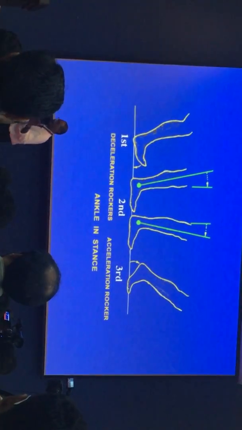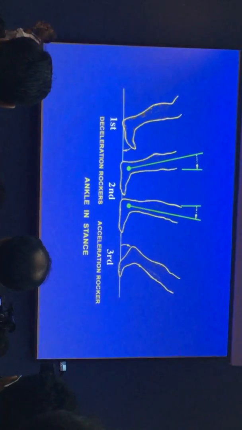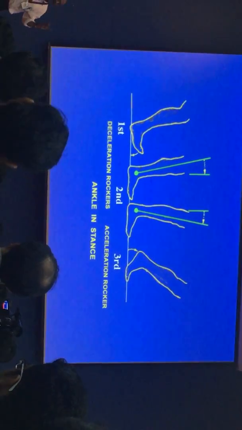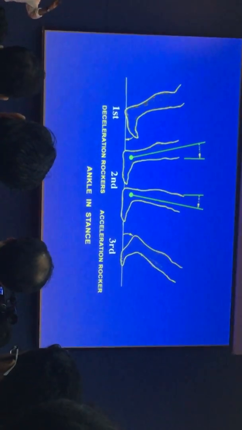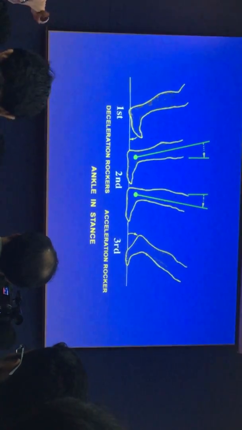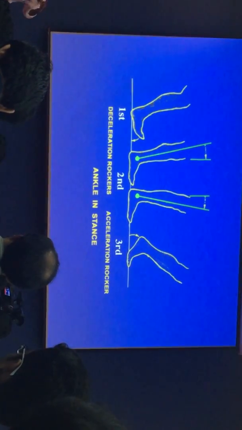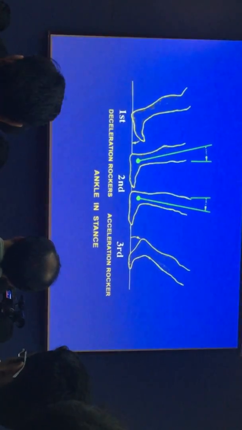So in any gait cycle, in the stance phase, there are three rockers. The heel, the dome of the talus, and the first metatarsophalangeal joint and the metatarsophalangeal joint of the other toes. But predominantly, it's the first metatarsophalangeal joint.